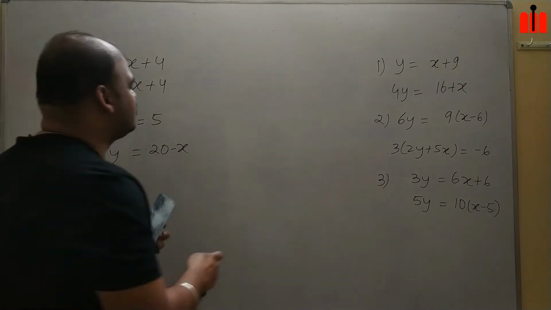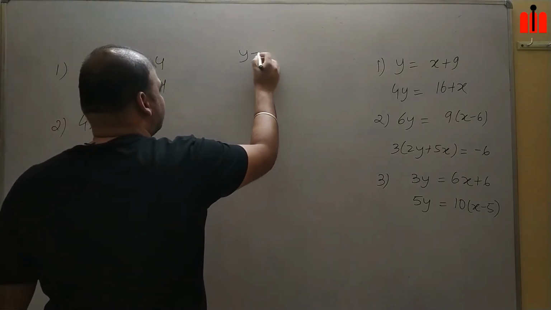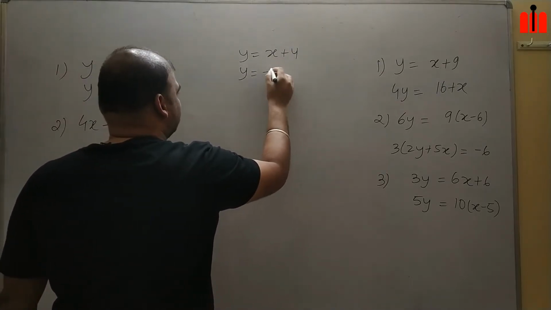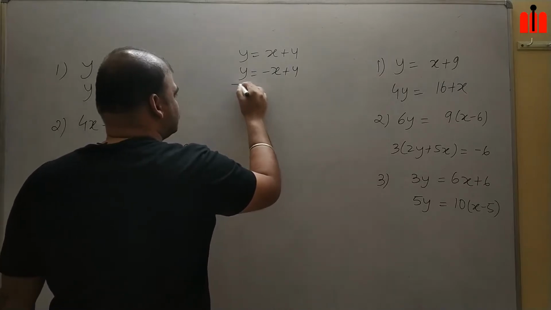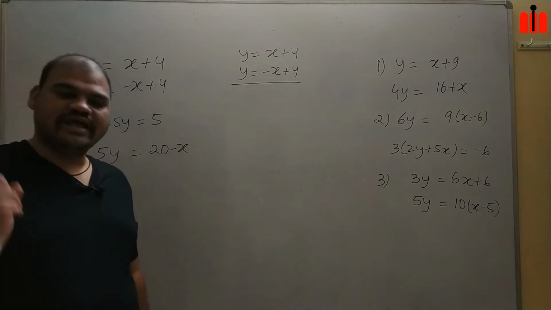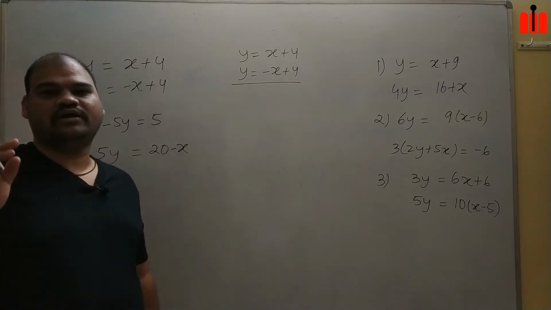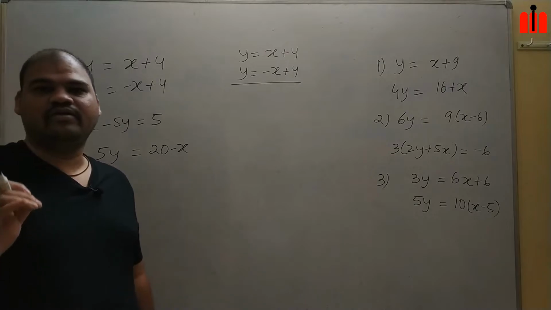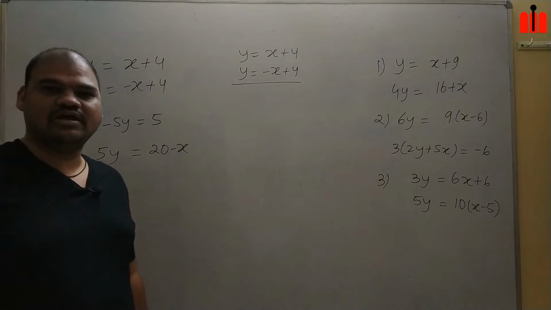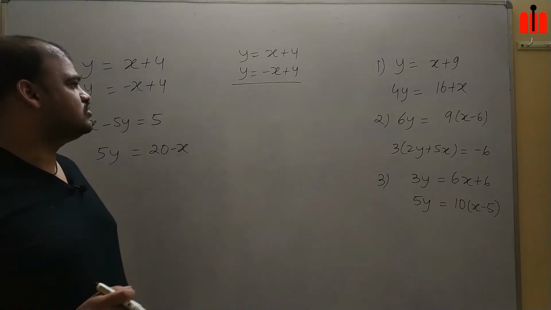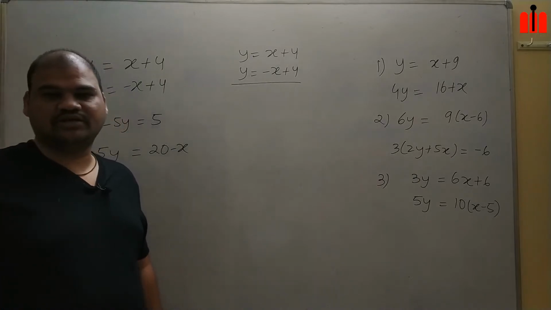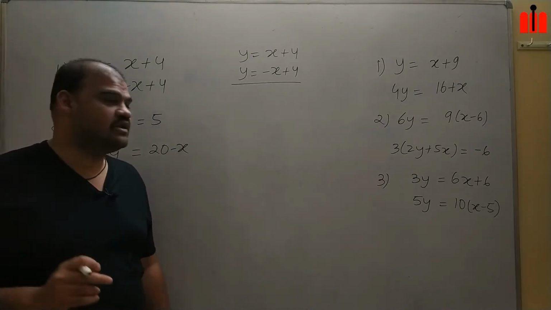The first equation is y equal to x plus 4 and the second is y equal to minus x plus 4. So these are the two equations. In 10th class you would have studied there are different methods to solve it: elimination, substitution, cross multiplication. These are the methods to solve it. Here first we will see with elimination.